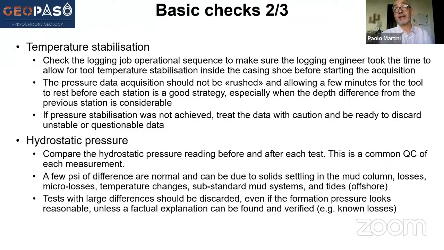The pressure data acquisition should not be rushed, so it's a good practice to allow a few minutes between each test for the tool temperature to stabilize, especially if the depth distance between successive pressure points is considerable. I mean, if you're moving 1 or 2 meters, it's not a big deal, but if you're moving 30 meters, 50 meters, or 100 meters, then you have to allow time for the tool to stabilize its temperature.